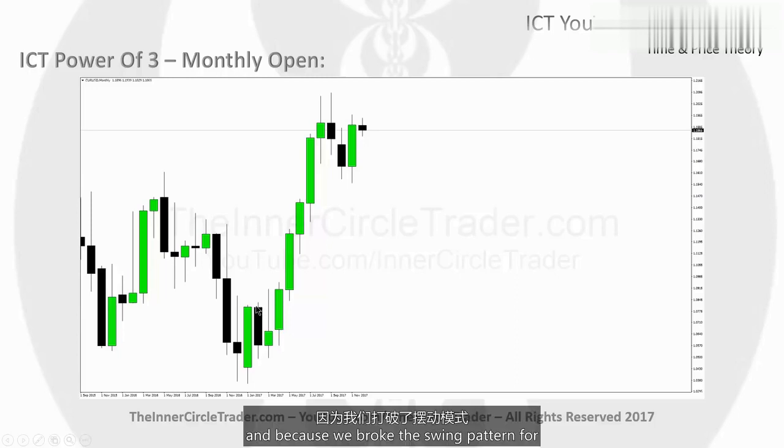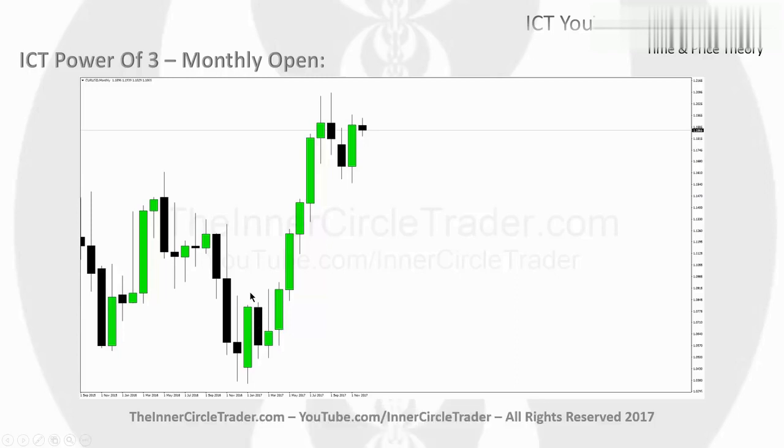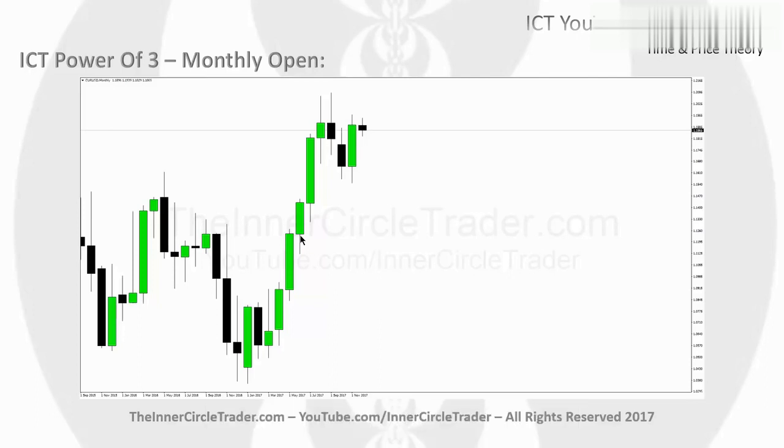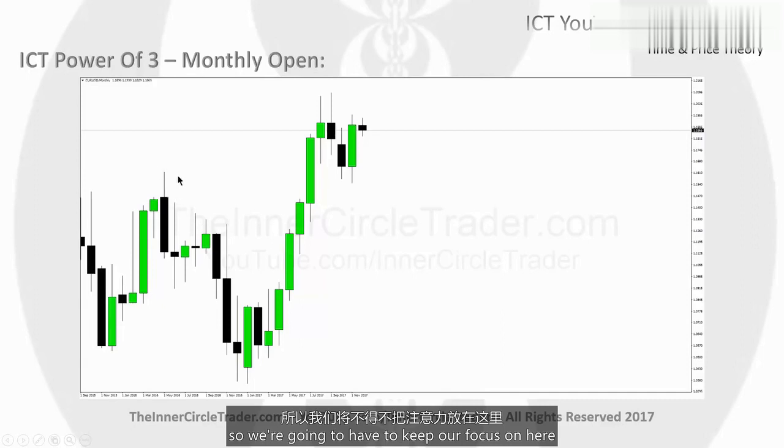And because we broke the swing pattern for a swing low to be valid, every subsequent candle should be viewed as bullish until we get to some key resistance. This is a key high. It's caused a market turn. So we're going to have to keep our focus on here.